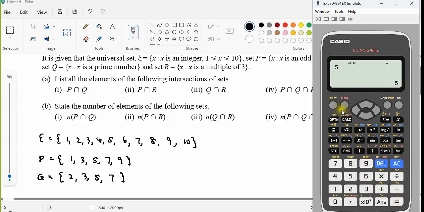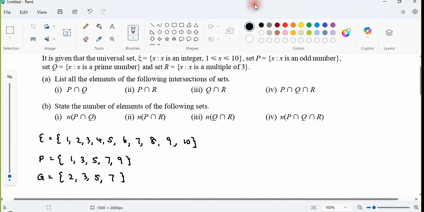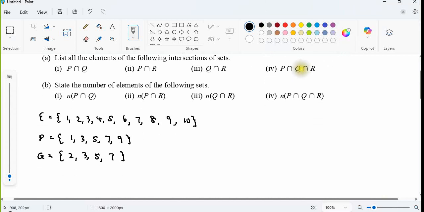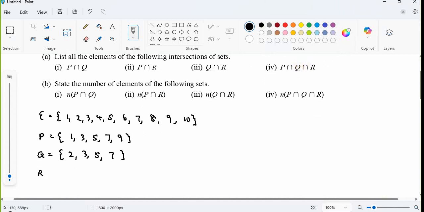5 is a prime number. And then 6 is not a prime number. 8 also not a prime number. All even numbers except 2 are not prime numbers. 9 also is not a prime number. So R is multiple of 3, so we have 3, 6, 9 here.